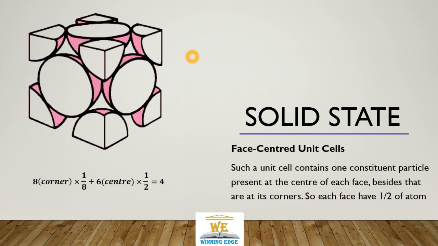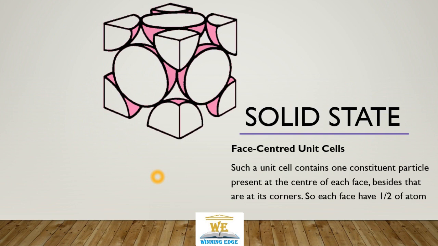Next, again, face centered. Such units have atoms at the corners as well as on each face. The atoms on the faces are shared by only 2 unit cells, so 1/2 comes to each unit cell. There are 6 faces in each unit cell, 6 into 1 by 2, which means 3. 8 corners, 8 into 1 by 8 means 1. So each unit cell will have 4 atoms in the case of a face-centered unit cell.